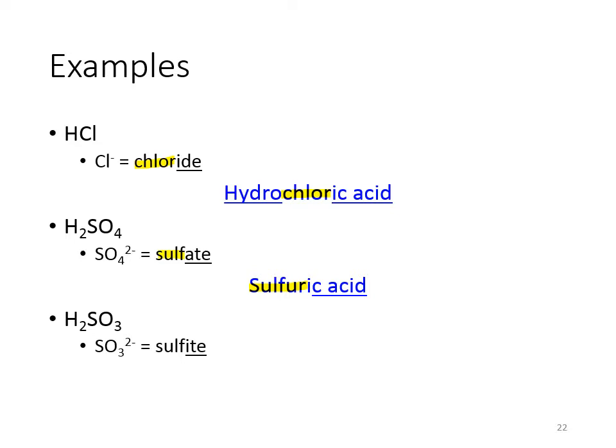Related to sulfuric acid, there's also H2SO3. It's got one less oxygen, and it has the sulfite pattern in it. So instead of ic acid, we're going to name it as us acid. But once again, we're keeping the sulf and the sulfur, and just changing the ite to an us acid suffix. Once again, no hydro in this case. Hydro is only for the ide acids.